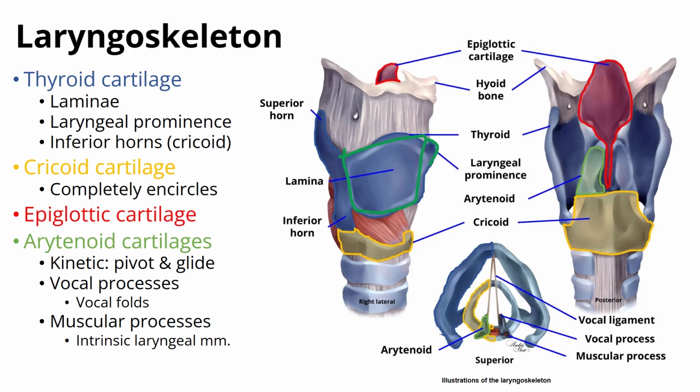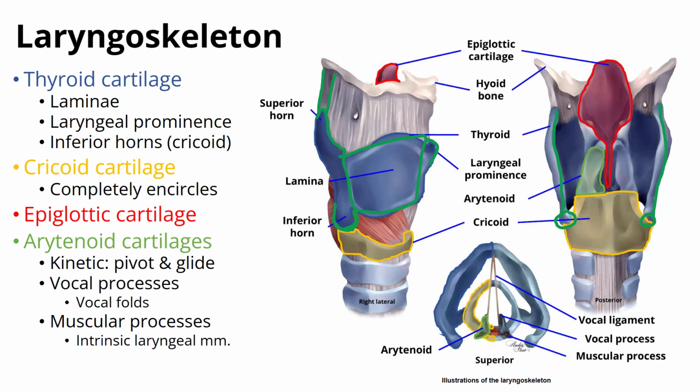There are also horns, both superior horns that articulate with the hyoid bone and inferior horns which articulate with the cricoid cartilage. And this is going to form a cricothyroid joint. So the laryngoskeleton is somewhat mobile or kinetic. The thyroid cartilage is incomplete posteriorly, so we can see here in this posterior view there is no thyroid cartilage obstructing our view of some of the other cartilages, but we do get to see the cricoid cartilage, and we can see the relationship of the cricoid and thyroid cartilage at that cricothyroid joint.